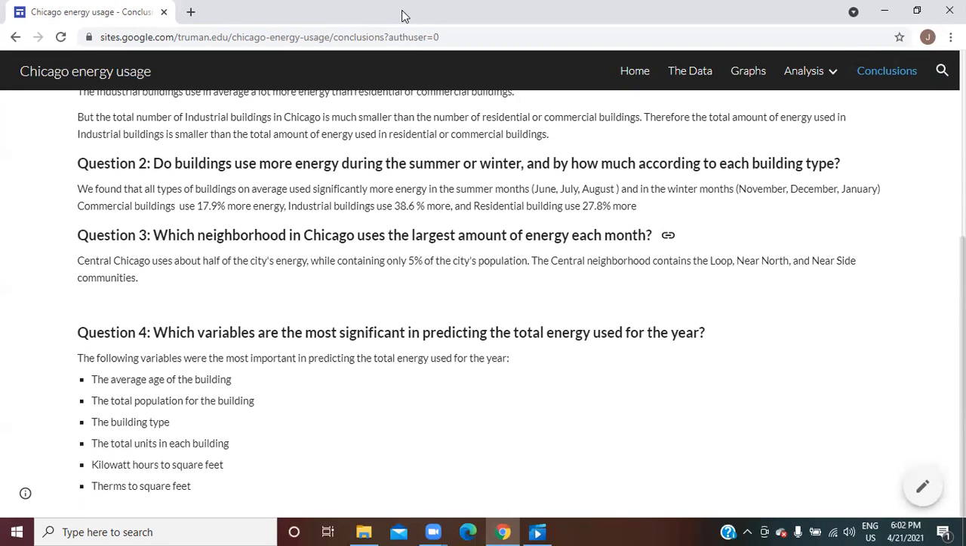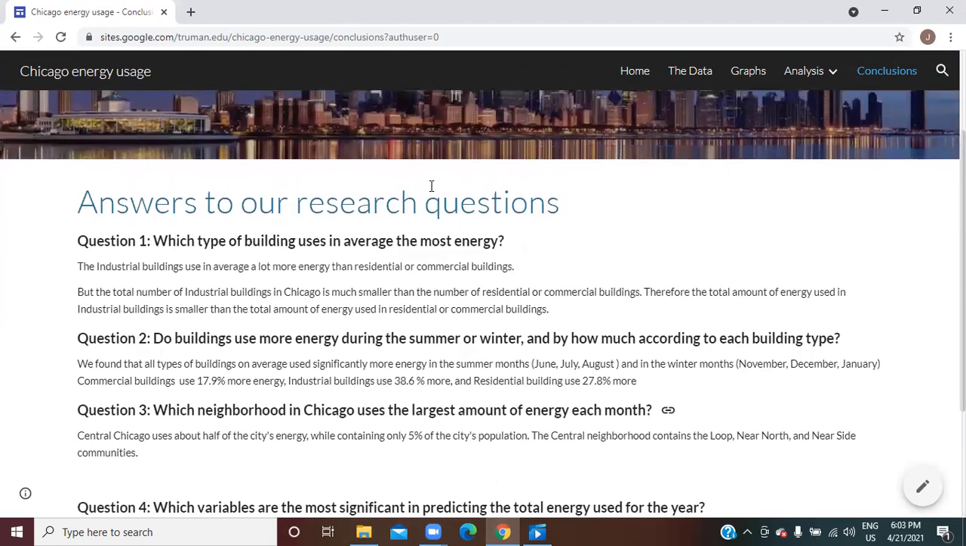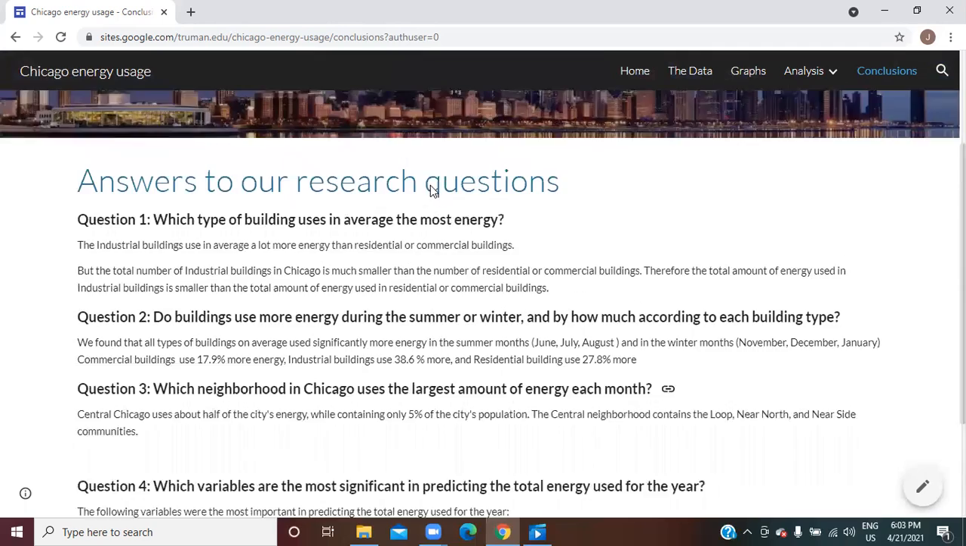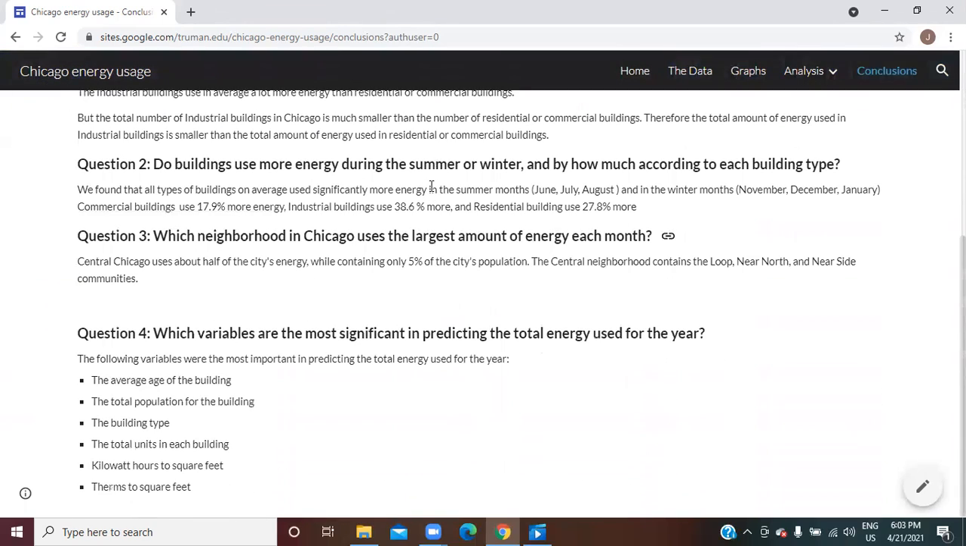Then question 4, which variables are most significant in predicting the total energy used for the year of 2010 specifically? As mentioned previously in the analysis section, they include the average age of the building, the total population for the building type, the total units in each building, the kilowatt hours to square feet, and the therms to square feet. Overall, these were the questions that were answered, although if we were to take more time, we probably could go in and answer several more questions.